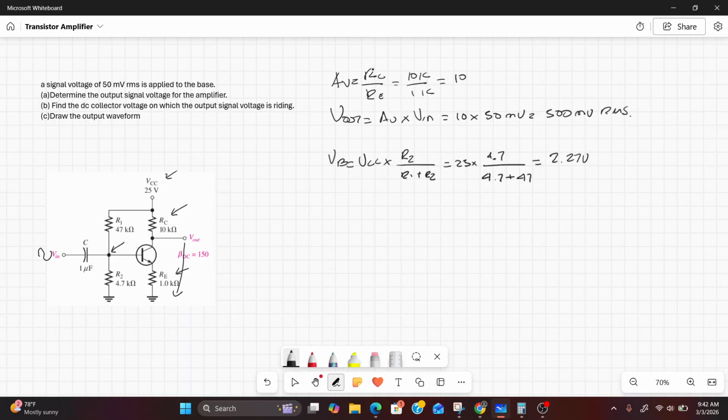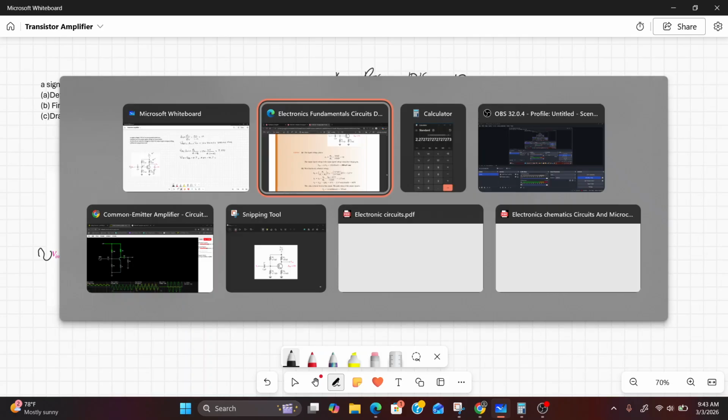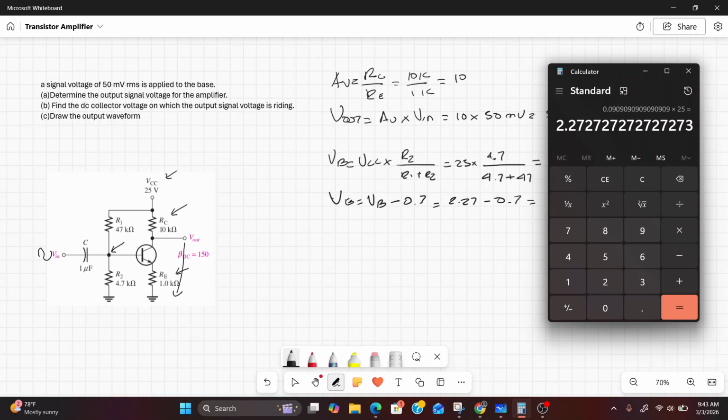Next, let's calculate what is the voltage and current on the emitter. Voltage on the emitter is equal to voltage on the base minus 0.6 volts. Let's make it 0.7. So this is equal to 2.27 minus 0.7, and this is equal to 1.57 volts.